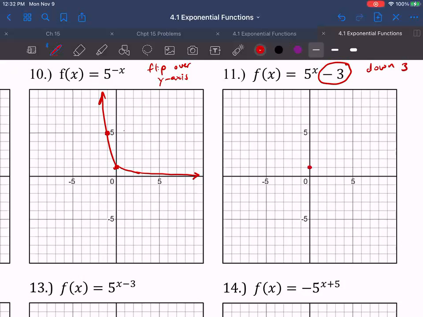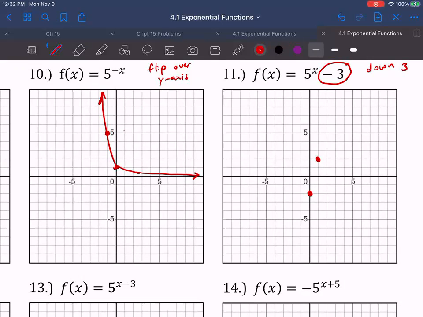So our original points were (0, 1) and (1, 5). And so I'm just going to move those each down 3. 1, 2, 3, 1, 2, 3, just like that. Make those points there.